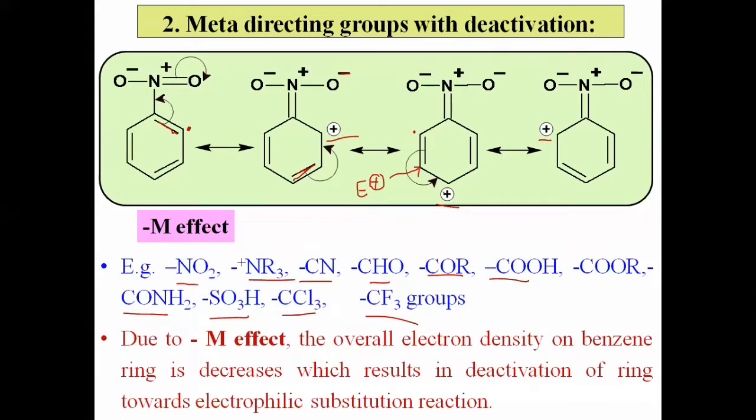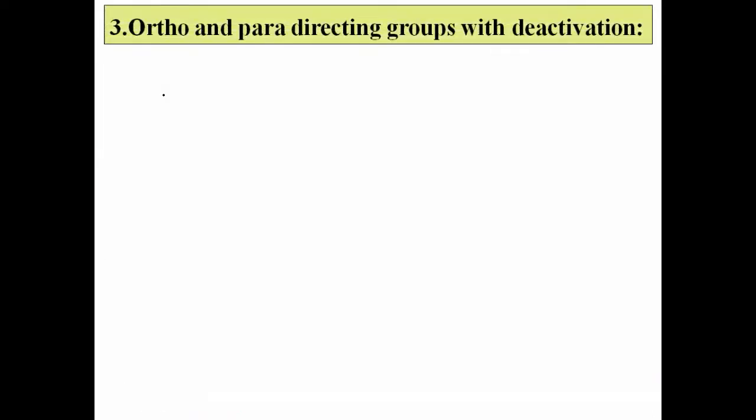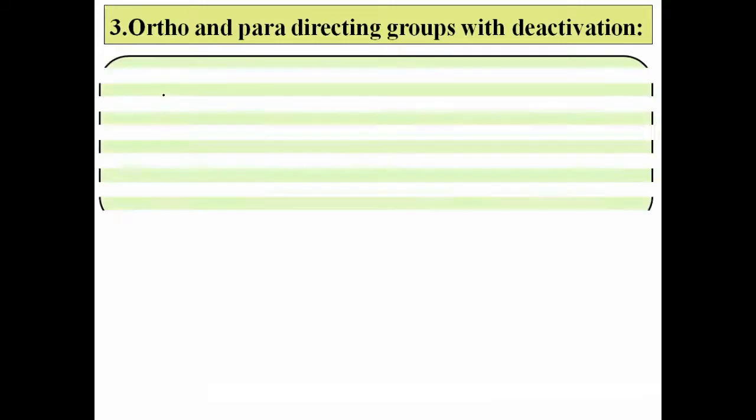electrophilic substitution. Okay, this is the second category. The first category is ortho and para directing with activation. This is meta directing with deactivation. And let us see the third category. These groups are ortho and para directing, but there is a deactivation. Examples of such groups are the halogens: chlorine, bromine, iodine, fluorine.